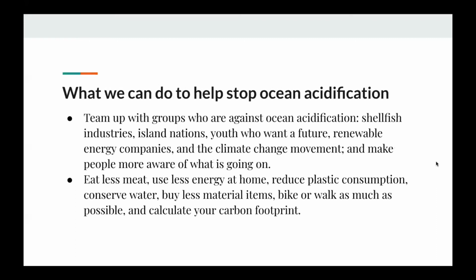What can we do to stop ocean acidification? Well, there's so many things that we can do. The first thing is that we can team up with groups who are against ocean acidification. Shellfish industries are losing money because the shellfish are dying due to them losing the ability to make their own shells, and so they lose revenue.